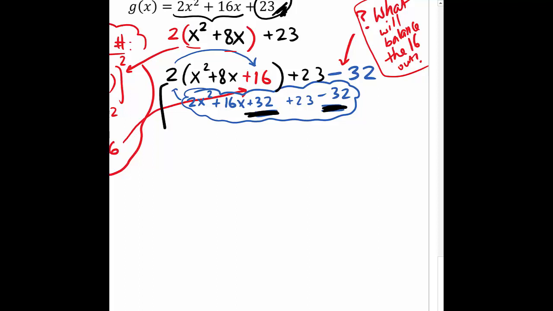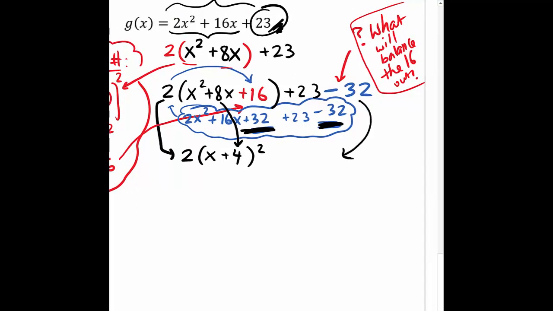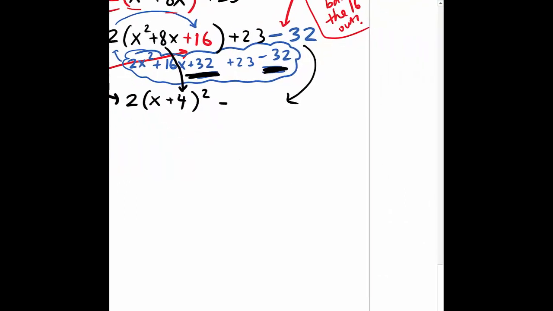And now I think I'm ready to move on. What's inside the parentheses should factor into a perfect square. The number inside will be half of the coefficient of x. Half of 8 is 4, so that must be a 4. And then the numbers at the end, the 23 and the negative 32 add up to negative 9.